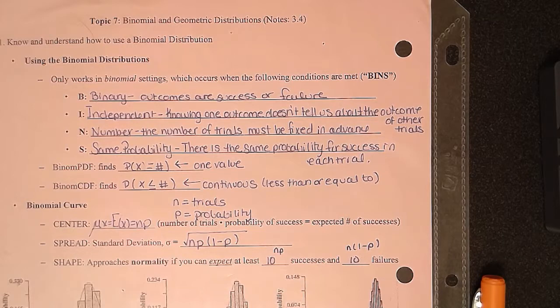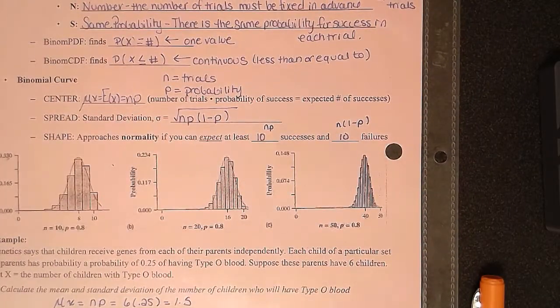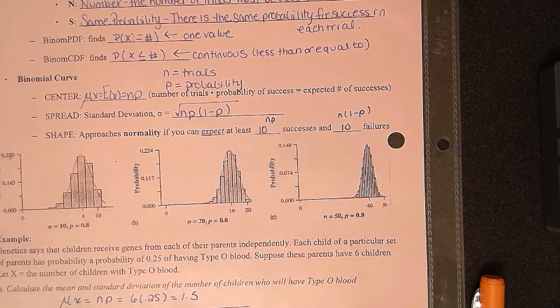When you're trying to find one value, when the probability of X is equal to one value, that's when you use PDF, and CDF is when you're doing less than or equal to. So remember, continuous. Now, here are some of these formulas to get the mean. Remember, the mean of X is the number times the probability, the expected value, and then the standard deviation. These are also on your formula sheet. Okay?